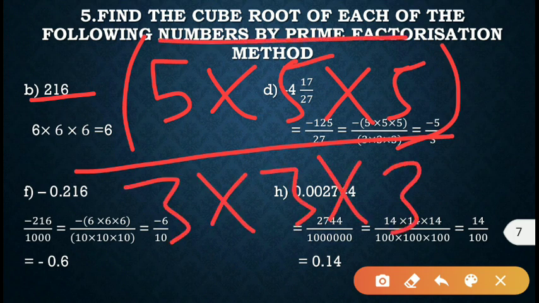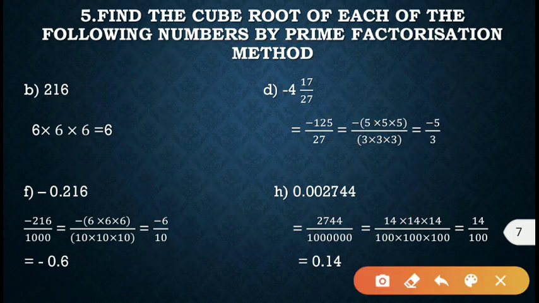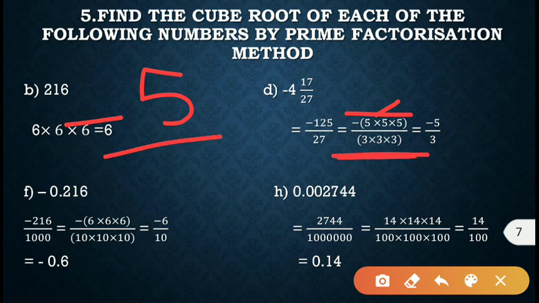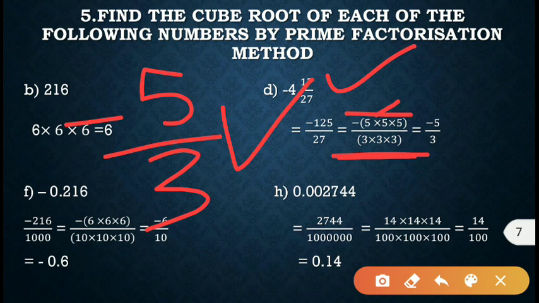Okay, so this is the one pair, this is the one pair. From each pair write only one digit, and minus will be as it is. So minus, and here this is the one pair, this is the one pair. From this pair write only one time 5, and from this pair write one time 3. So this is the cube root of your question.